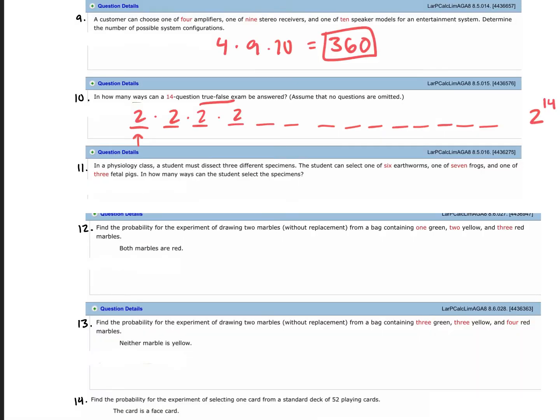Number 11, in a psychology class, a student must dissect 3 different specimens. A student can select one of 6 earthworms, one of 7 frogs, and one of 3 fetal pigs. In how many ways can the student select the specimens? What should we do here?